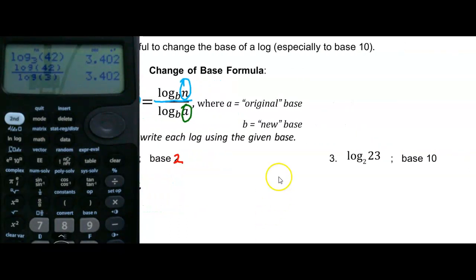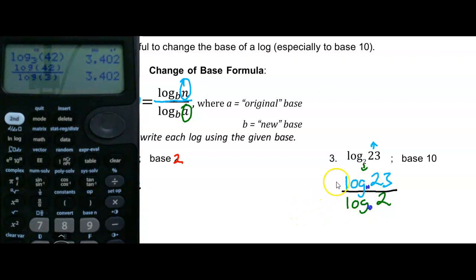And same thing on this one. This one's base 10, so all you gotta do is say this number goes on the top, that number goes on the bottom. So this one will be log of 23 divided by the log of 2. And technically it's base 10, but we don't really need to write the 10 there, right? Because it's assumed it's base 10 without writing it.